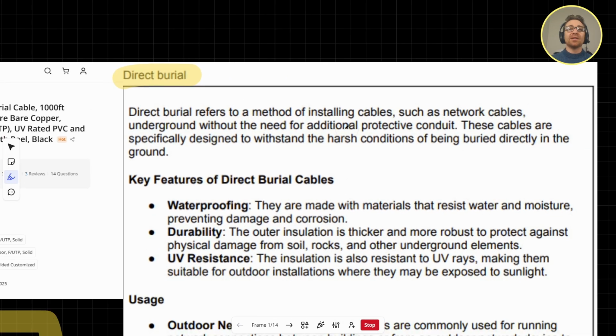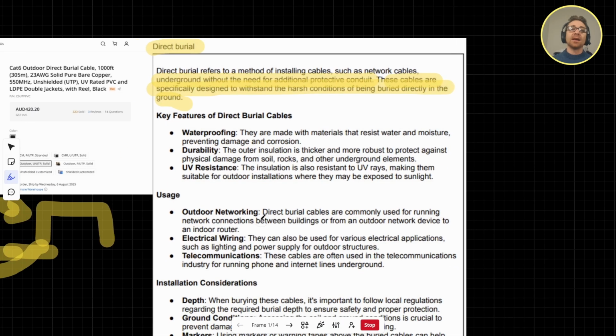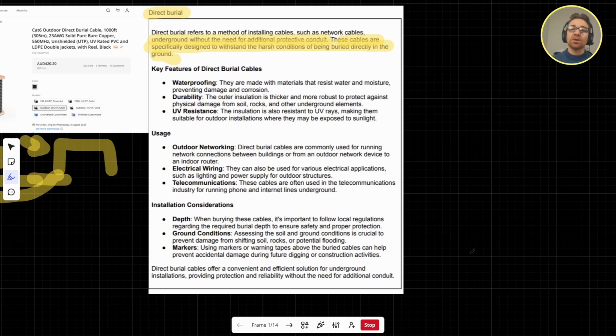Okay, so essentially, it's installing the cables underground without the need for additional protective conduit. These cables are specifically designed to withstand harsh conditions of being buried directly in the ground. All right, that's pretty much what a direct burial is. It's in the name. You can pause and read all that, but that's pretty much what you need to know.